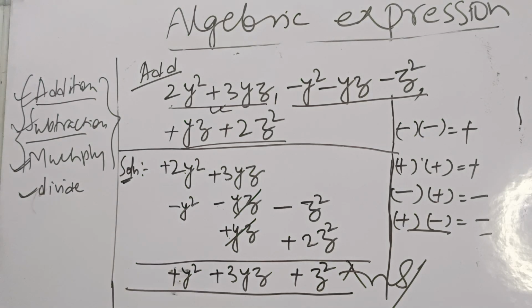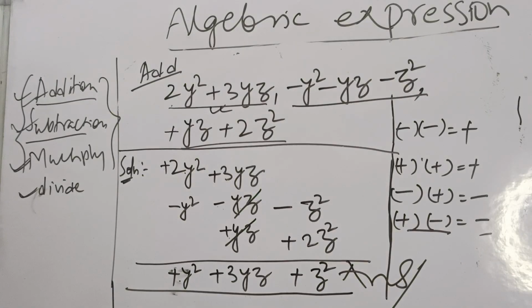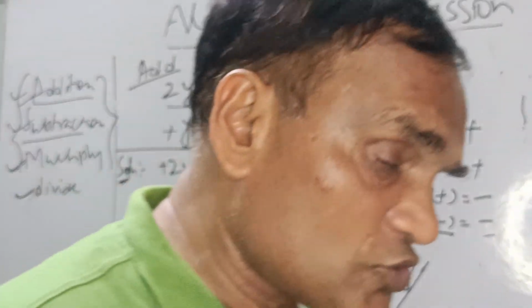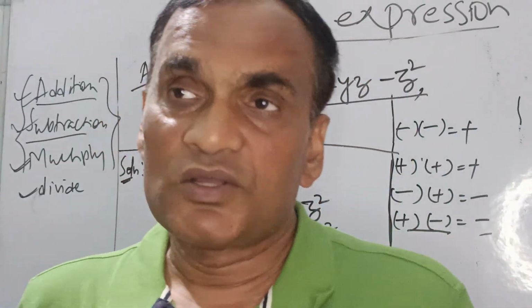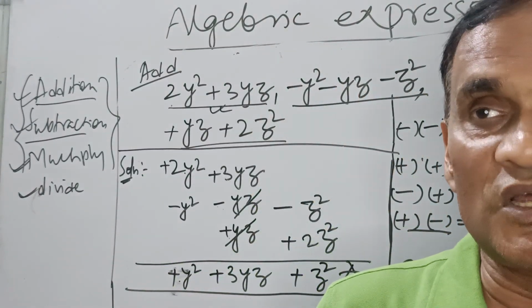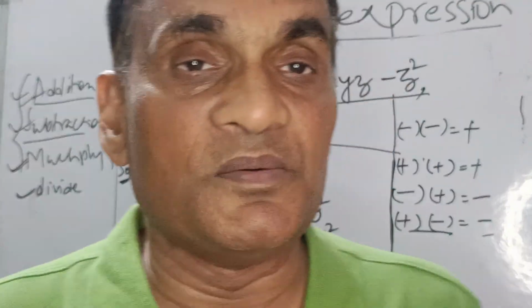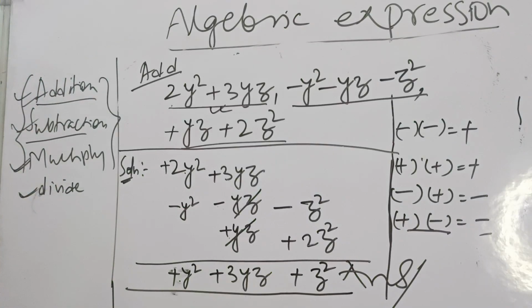Gentlemen, we'll see some more questions in the addition part, because this algebra chapter is troubling so many children. I want to put some more effort into this chapter so that the basic criteria and basic methods are cleared. So this is the addition part of algebraic expressions. In the next class we'll see more topics and more discussion on algebraic expressions.